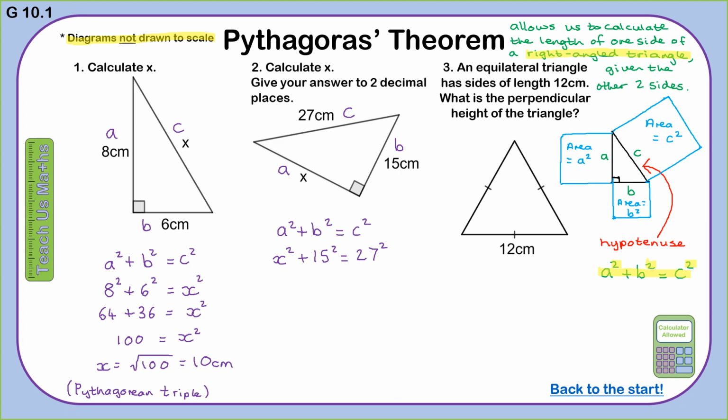Now we need to calculate the bits that we can. So for this question, we are going to need to use a calculator. I can't calculate x squared, because we don't know what x is. 15 squared is 225, so I can write that down. And using my calculator, 27 squared is 729.